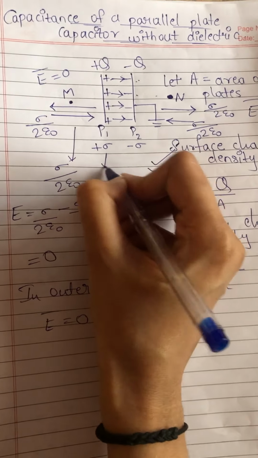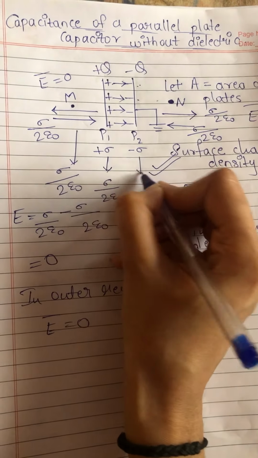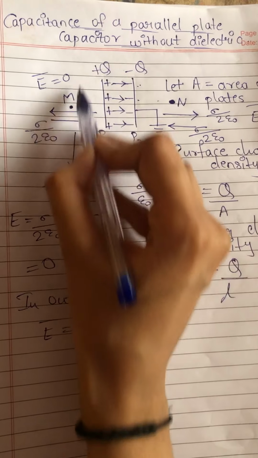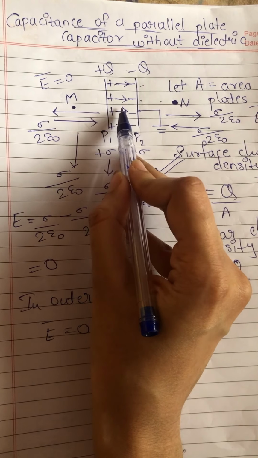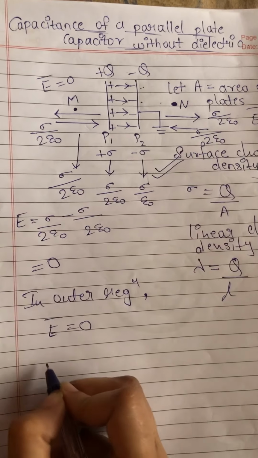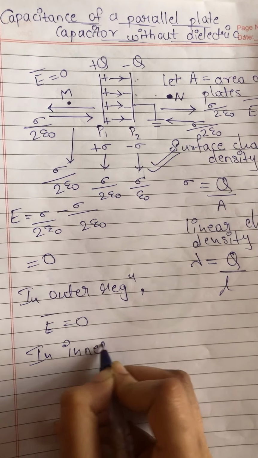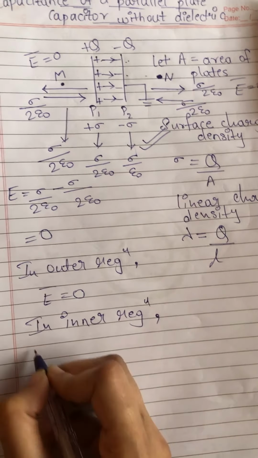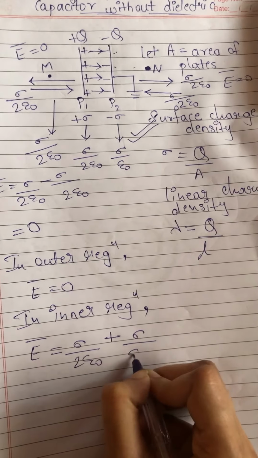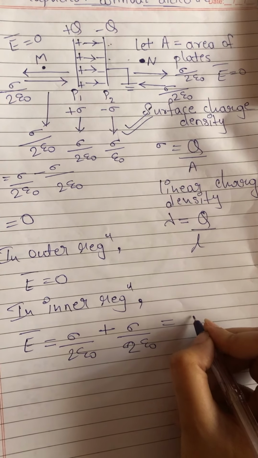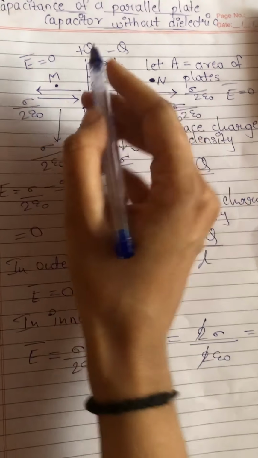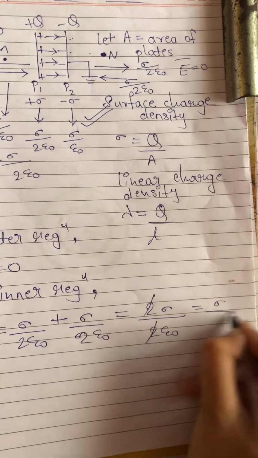So due to this plate it is sigma upon 2 epsilon naught, and due to this plate it is sigma upon 2 epsilon naught, and the direction of electric field inside the two plates is same. See, everyone is traveling from positive to negative. So in the inner region, the net electric field will be sigma upon 2 epsilon naught plus sigma upon 2 epsilon naught. So this will be sigma plus sigma, that is 2 sigma upon 2 epsilon naught. So 2 gets cancelled. So inside the two plates, the electric field is sigma upon epsilon naught.